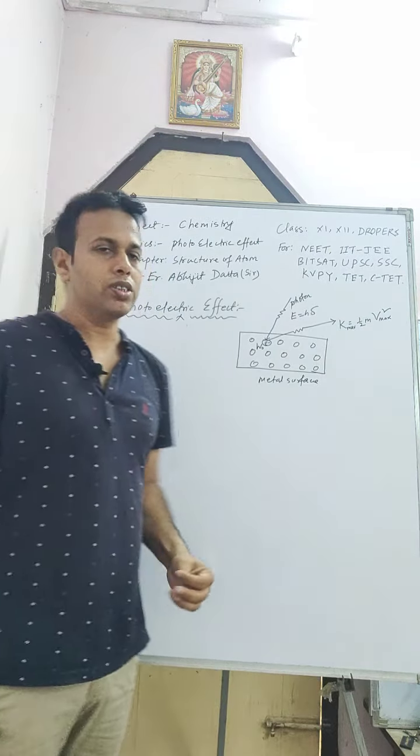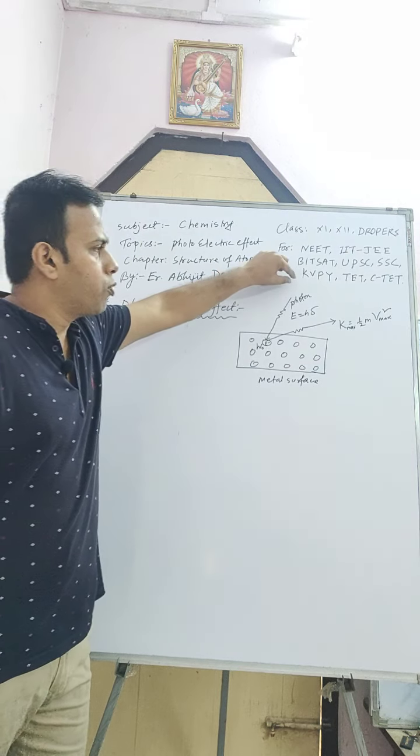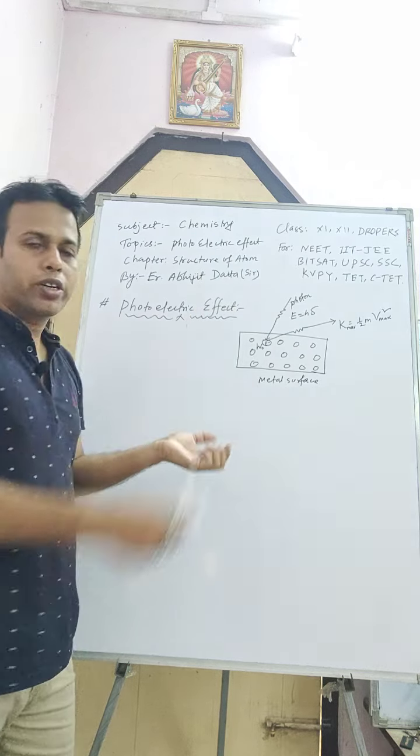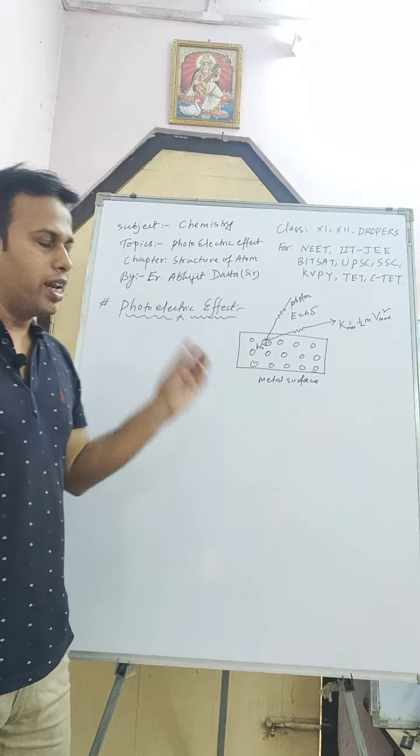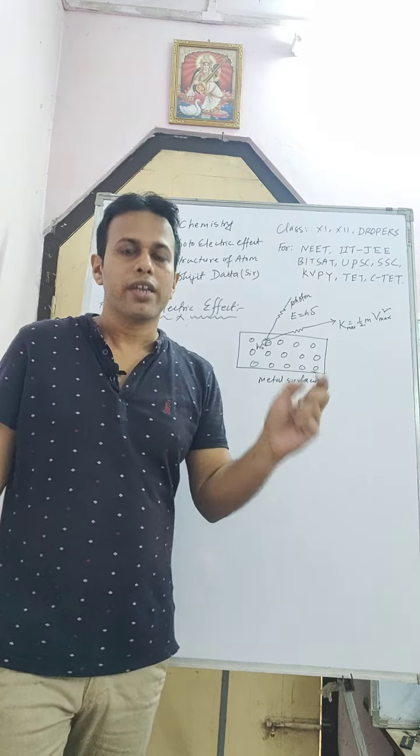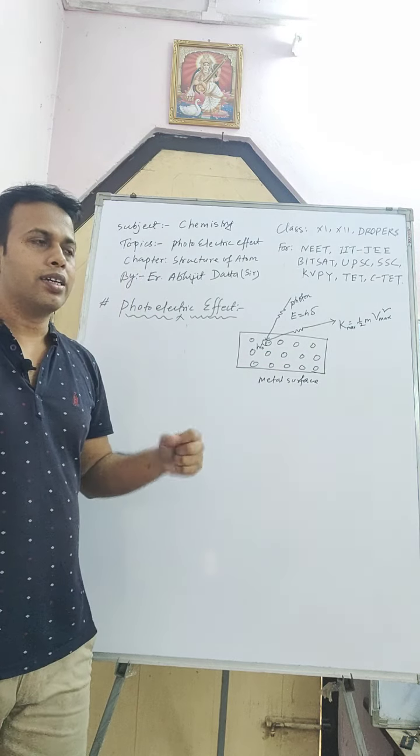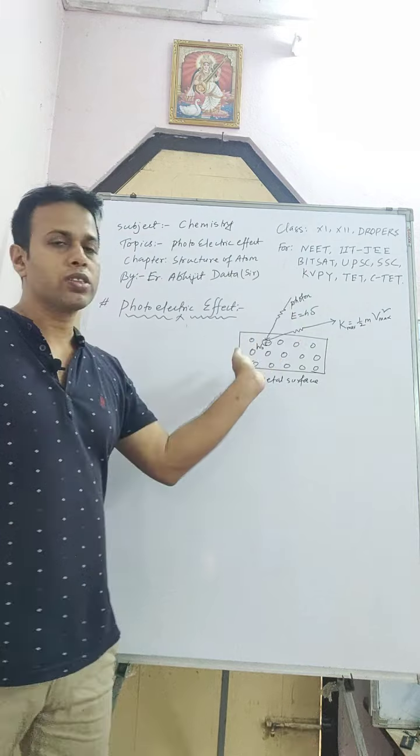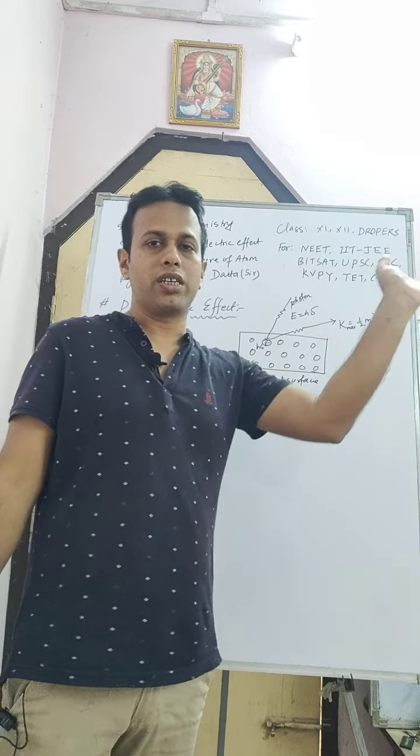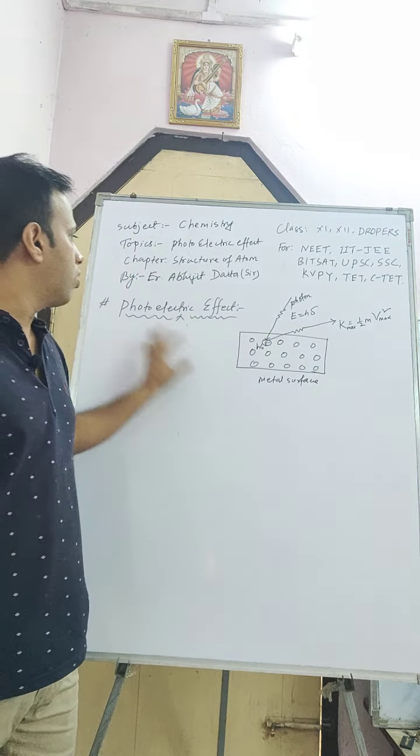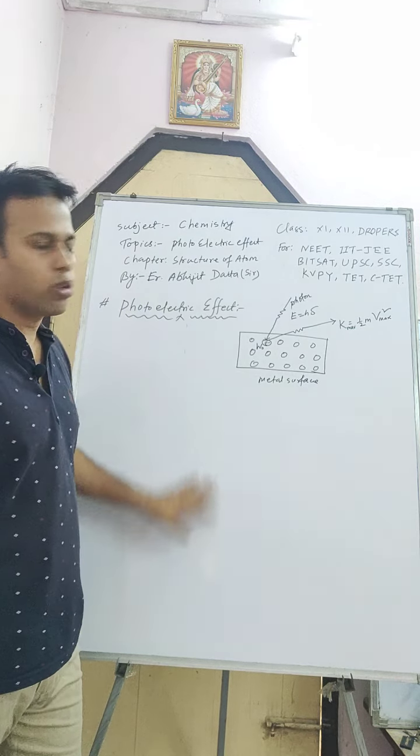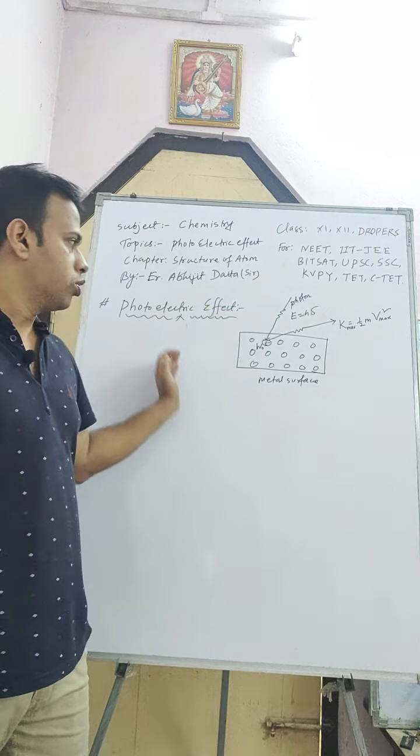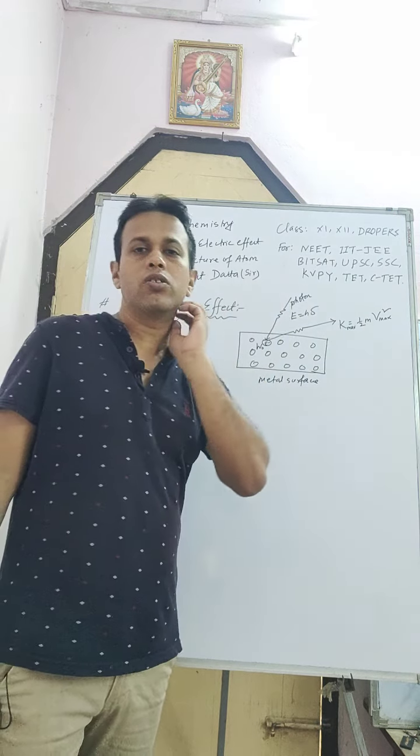What is the photoelectric effect, sir? When a photon falls on a metal surface, the electron bound to the nucleus gains energy, and when it gains sufficient energy, it escapes from the metal surface. This phenomenon is known as the photoelectric effect, and the electrons that escape are known as photoelectrons.